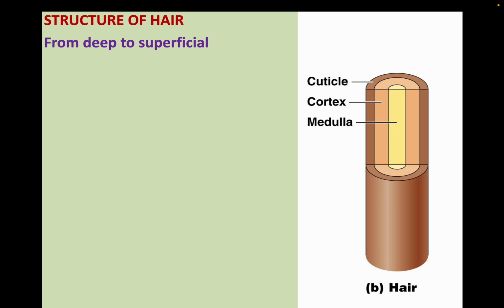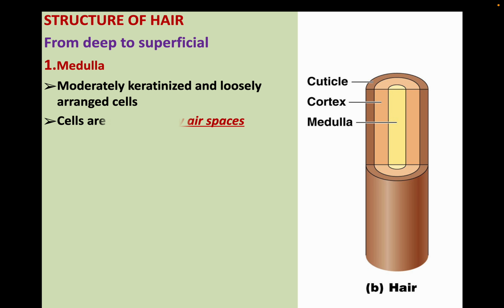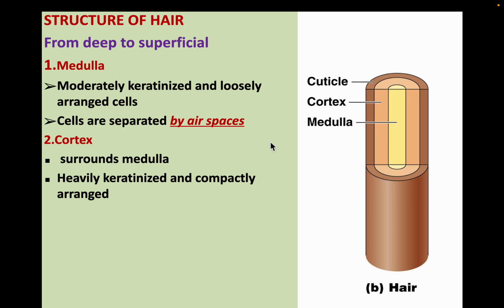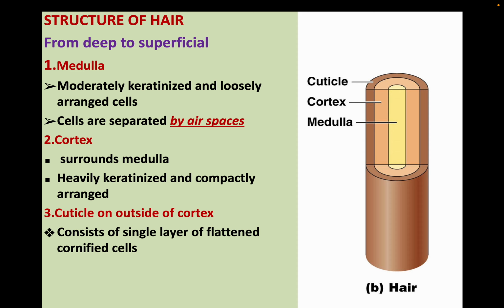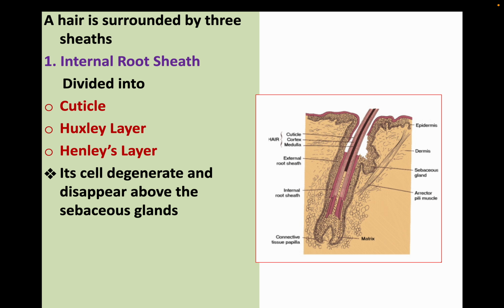Now coming to the structure of hair, from deeper to superficial: medulla, this is moderately keratinized and loosely arranged cells. Cells are separated by air spaces. Then cortex, it surrounds the medulla, heavily keratinized and compactly arranged. Then cuticle, on the outside of the cortex, consists of a single layer of flattened cornified cells.